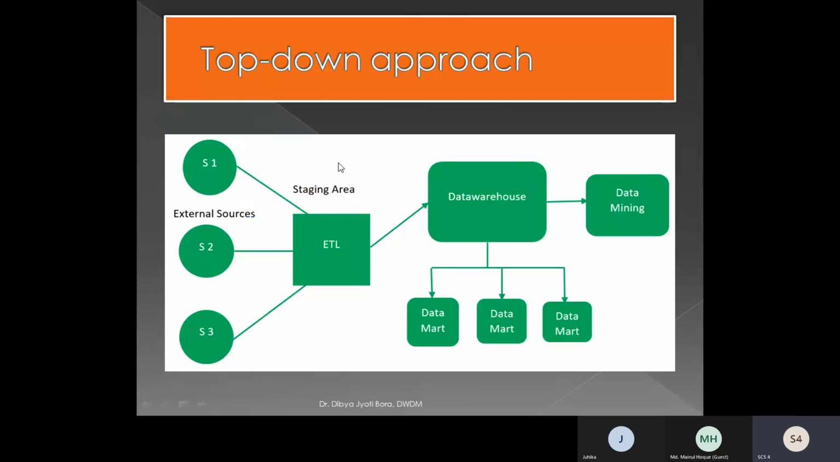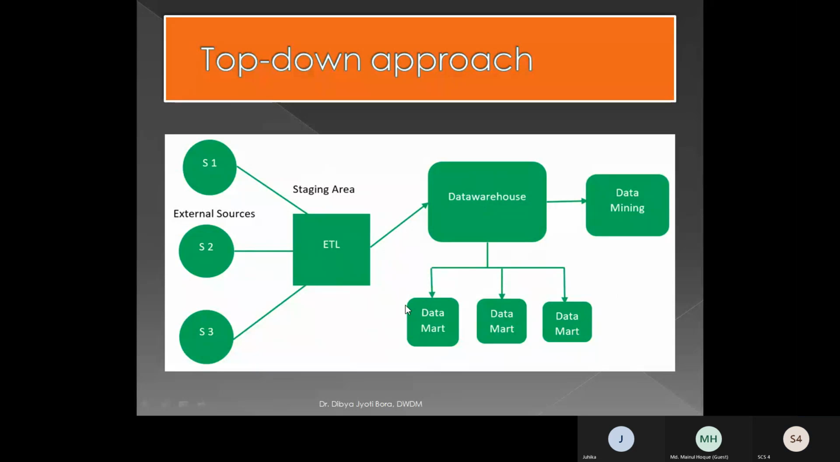So this is a typical picture for the top-down approach. So what you can see here is that top to down. Okay. So at the top, you will see sources from where we are collecting the data. Okay. It passes through the ETL process in the staging area, and then it is loaded in the data warehouse. Also, the data warehouse is being connected with different data marts.